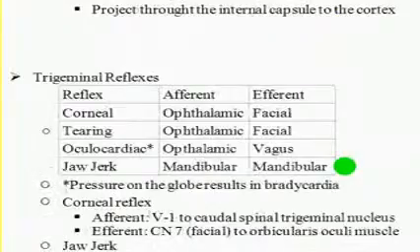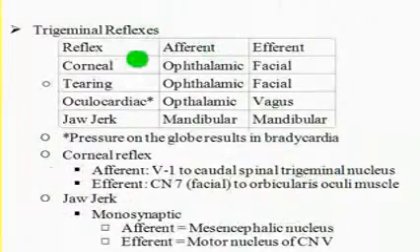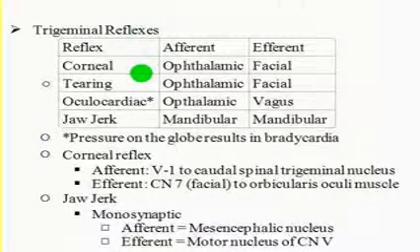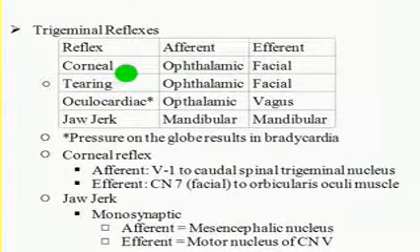Trigeminal reflexes, we've got corneal involved here. The afferent part is ophthalmic branch, and then efferent is facial. We have tearing, which is ophthalmic afferent, and then efferent is facial. The oculocardiac, the ophthalmic is afferent, so you push on the eye. The pressure on the globe is going to cause bradycardia by stimulating the vagus nerve. And then jaw jerk, it's monosynaptic, so we have the afferents being mandibular, and then the efferents also mandibular, because you have two different types of nerves in there.